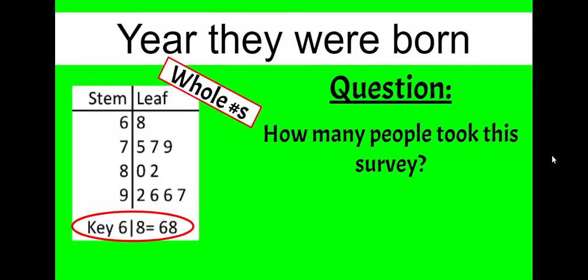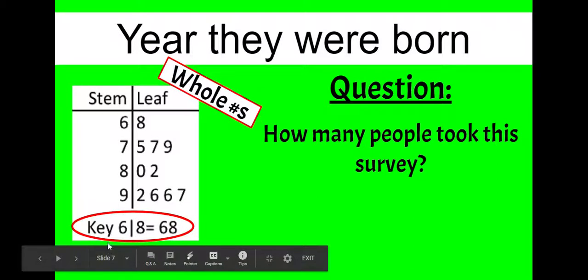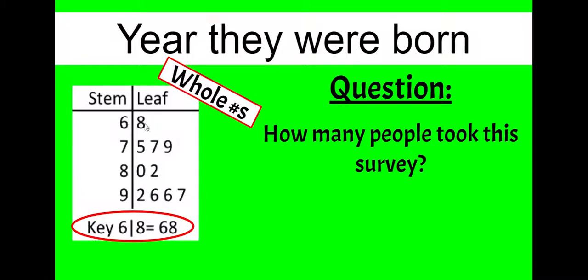So our first question, our stem and leaf plot is going to be focusing on, just for this example, the year people were born. So the way you would read this is if you see the 6, the line, and the 8, you read it as 68. So somebody was born in the year 1968. Somebody was born in the year 1975. Somebody was born in the year 1977. Somebody was born in the year 1979. Somebody was born in the year 1980. Somebody was born in the year 1982.